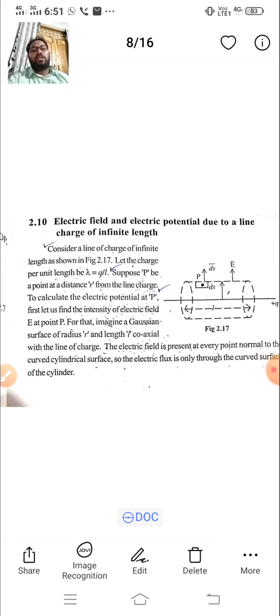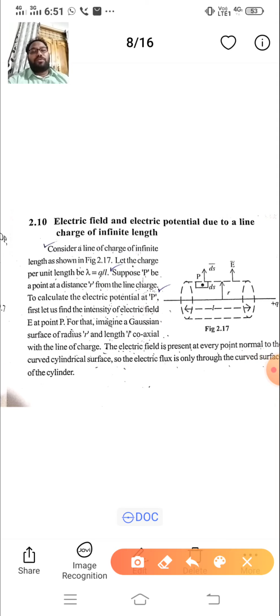Here consider a line charge of infinite length, as shown in the figure. Then the line charge density can be written as lambda equals Q by L. Suppose P is a point at distance R from the line. Let us assume a cylindrical Gaussian surface with radius r and length L, coinciding with the line of the charge.